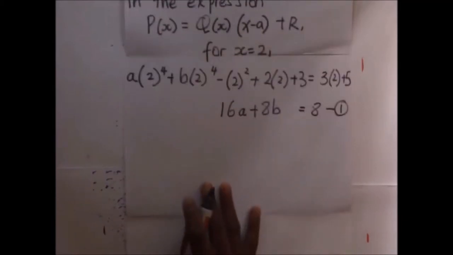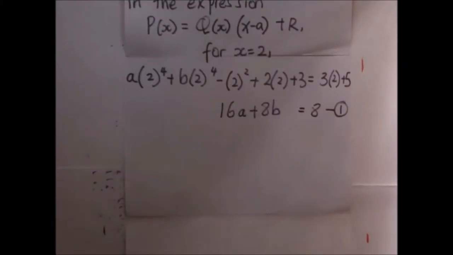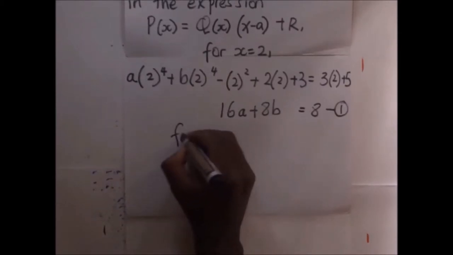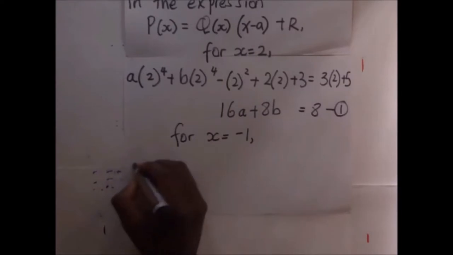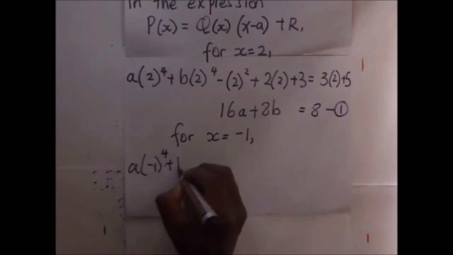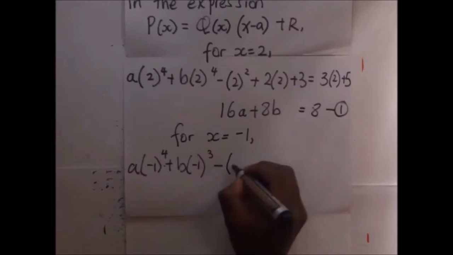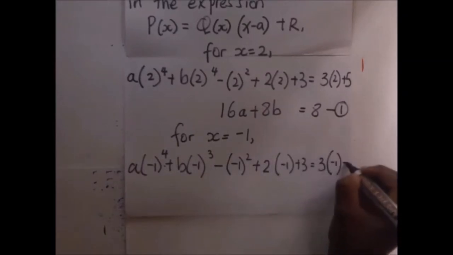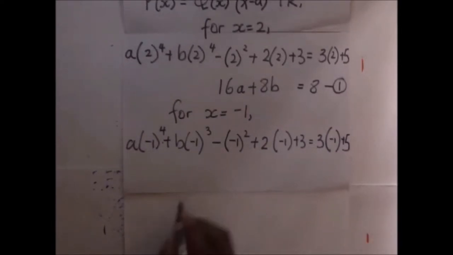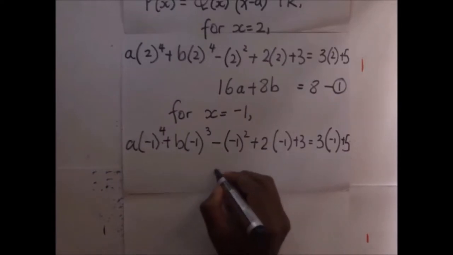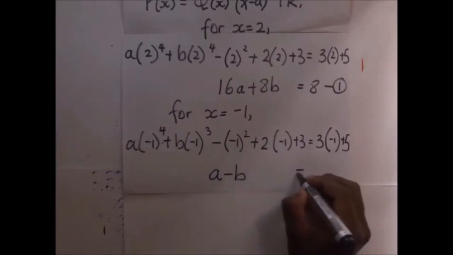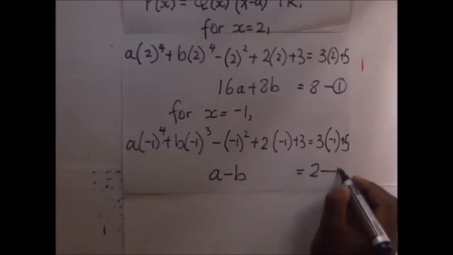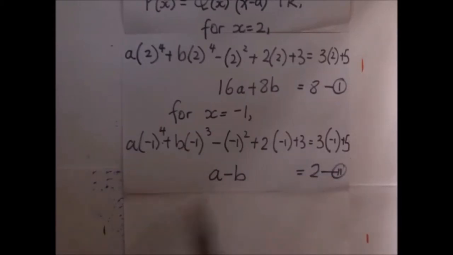That's our first equation. Then in the second equation, we are still going to substitute that same expression for values of x, which is going to be negative 1. So we shall end up with the value of our expression here as a minus b is equal to 2. So our first equation is a minus b is equal to 2.